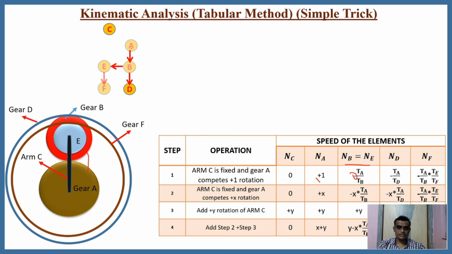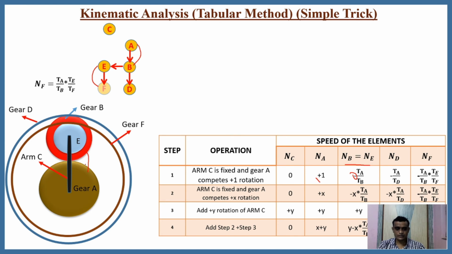That means your sequence is like this: TA, TB. Next from B motion is given to E, and from E motion is given to F. For such cases what you have to write down: TA upon TB into TE upon TF. That means your equation becomes TA upon TB into TE upon TF.